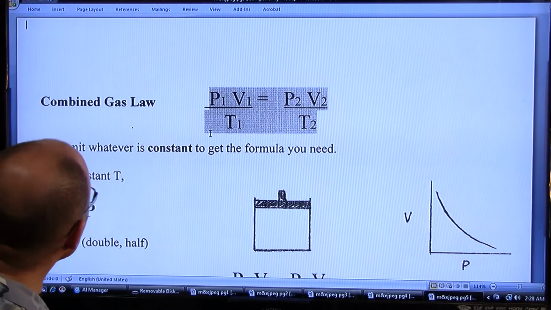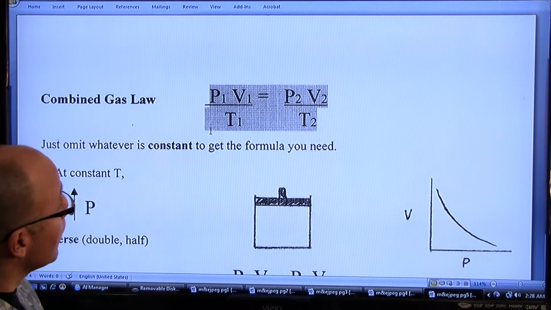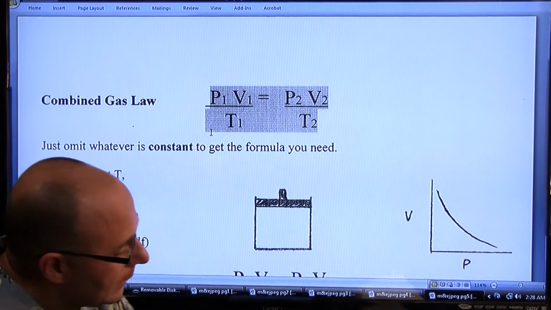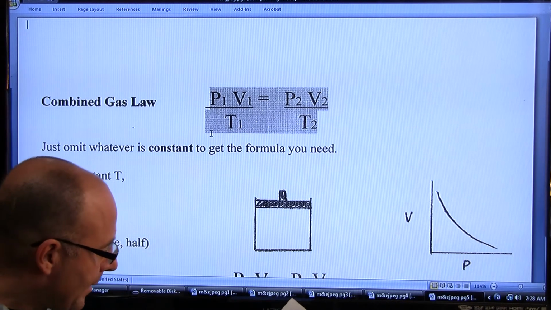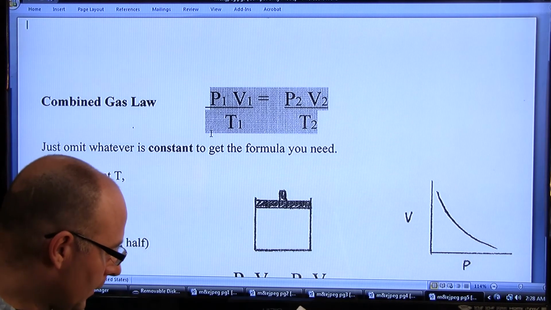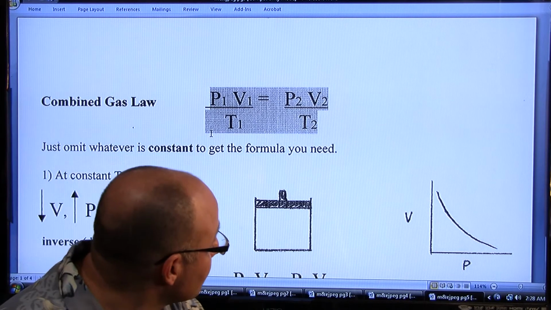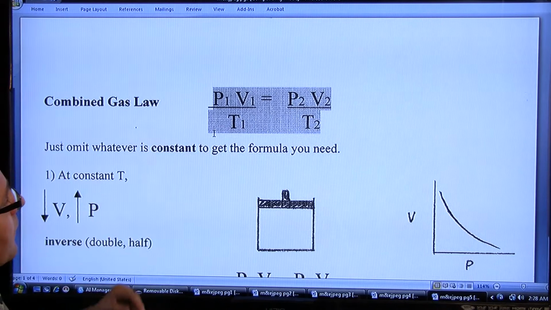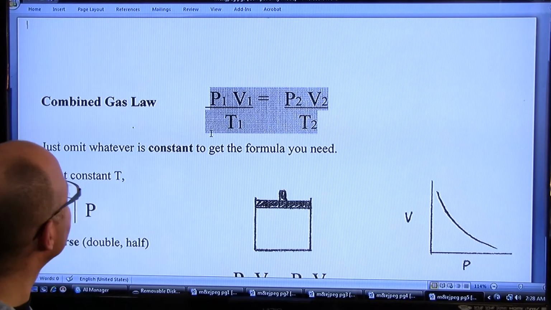Last page in this unit, and then we'll do some problems. We'll start with the combined gas law. Turn to table T in your reference tables. And you should find, with gases, combined gas law: PV over T, pressure, volume, temperature 1, equals pressure and volume, temperature 2.